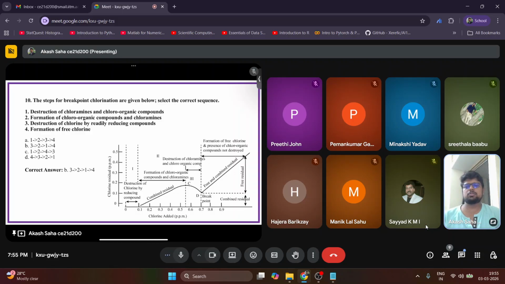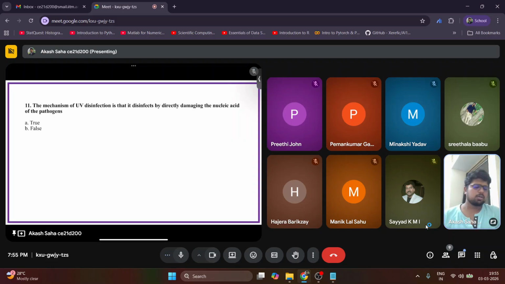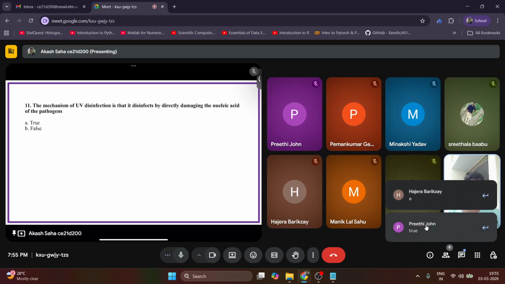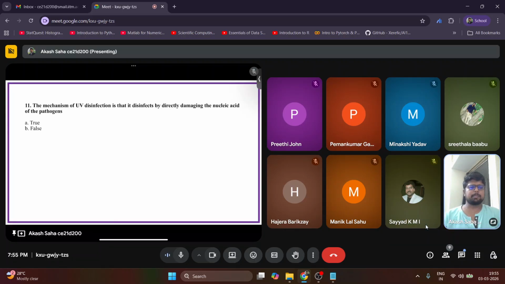And then whatever we add will come out as free chlorine. So again, the same graph. The mechanism of UV disinfection is that it disinfects by directly damaging the nucleic acid of the pathogens. Is it true or false? Yes, it's true, because it produces some radicals, and they directly damage the nucleic acid of the pathogens. They cause cell lysis, increase the permeability of the cell membrane, and then damage the nucleic acid. So it is true.